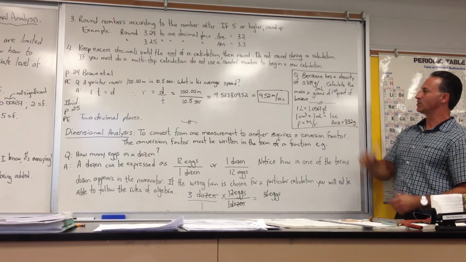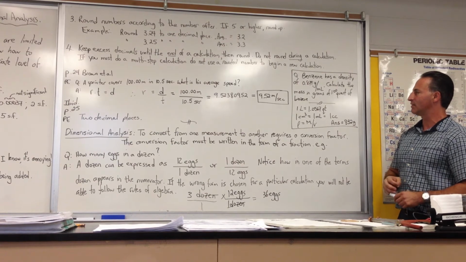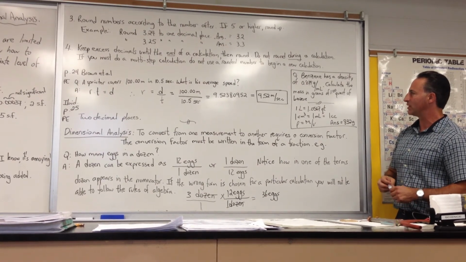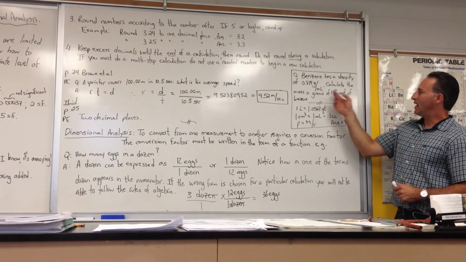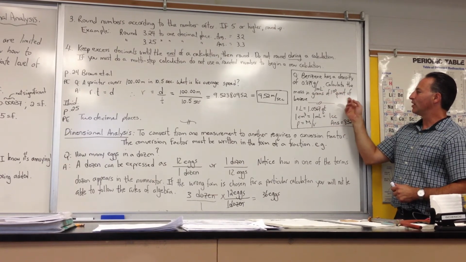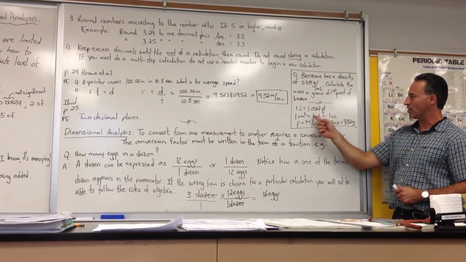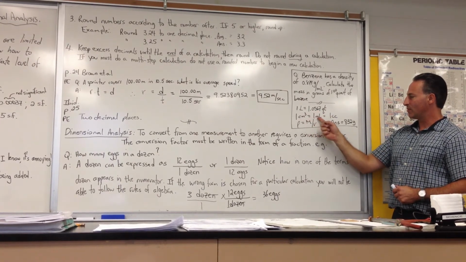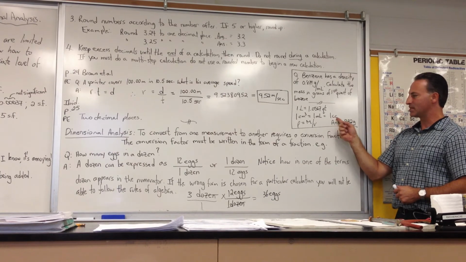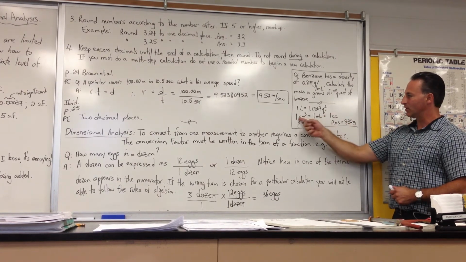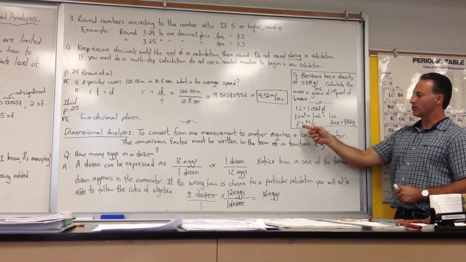I'd like to try this question from the book. It says benzene has a density of 0.879 grams per milliliter. Calculate the mass in grams of 1.0 quart of benzene. And here are the conversion factors. 1 liter equals 1.05 quarts. 1 centimeter cubed equals 1 ml equals 1 cc. You'll sometimes see that written on the side of a syringe. These three are interchangeable.